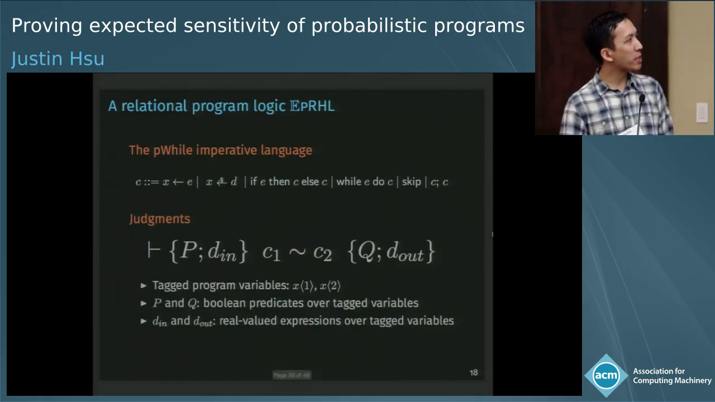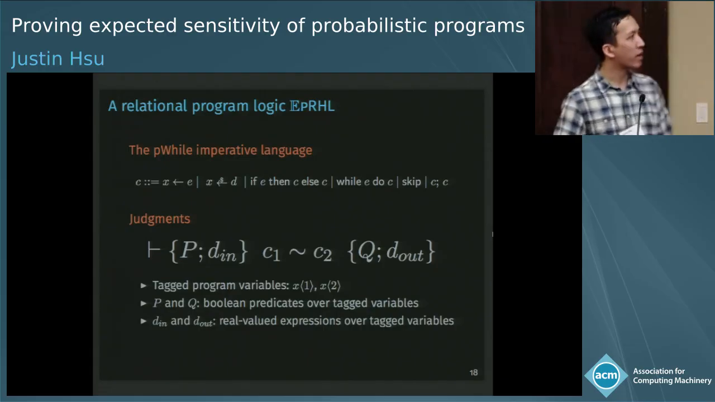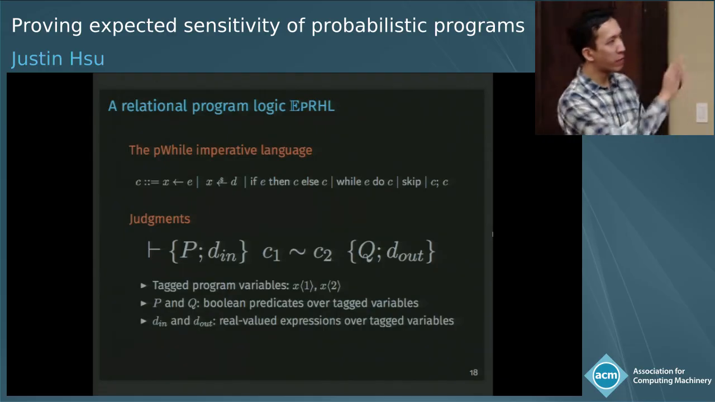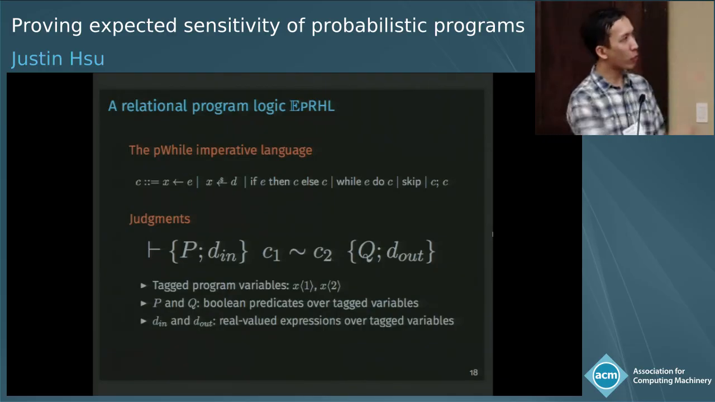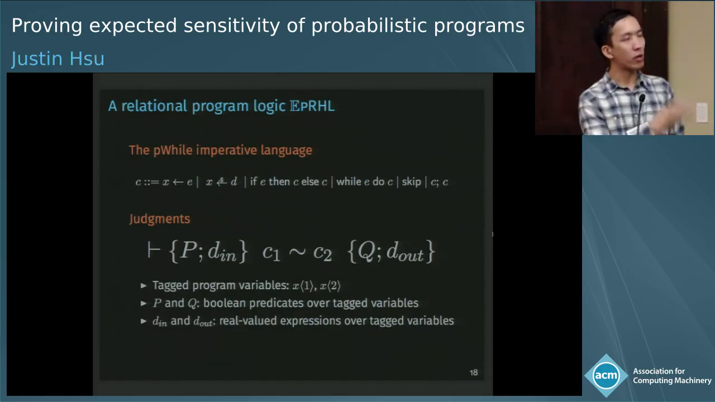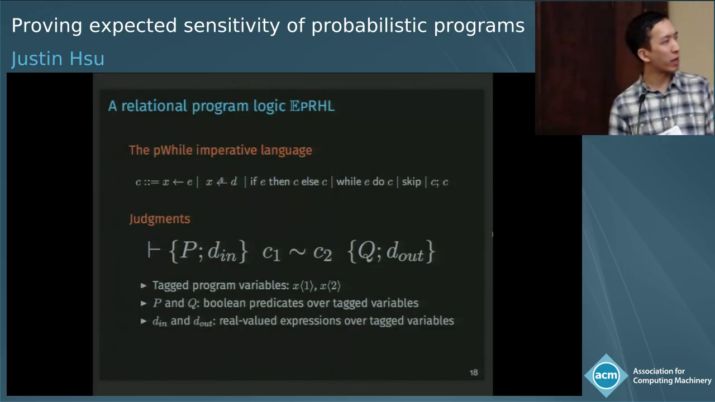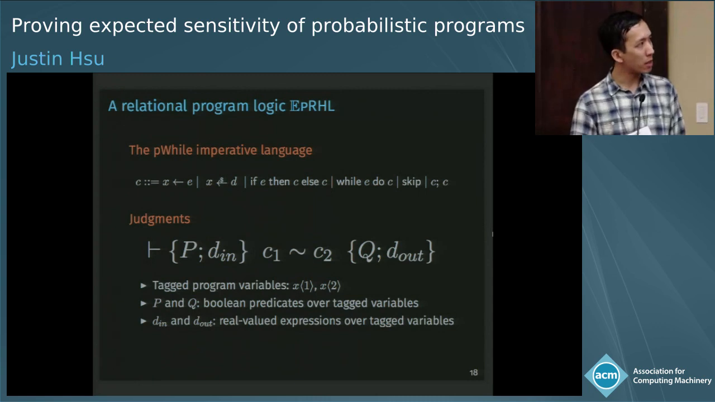And the judgments of this logic look like the following form. So it looks quite like Hoare logic or standard program logics, where you have some kind of precondition and you have some programs and you have a postcondition. Since it's a relational program logic, we're relating two programs. So there's C1 and C2. And generally, P plays the role of a precondition. So it's a Boolean predicate over pairs of memories. And Q is also a Boolean predicate over pairs of program memories. And it's the postcondition.